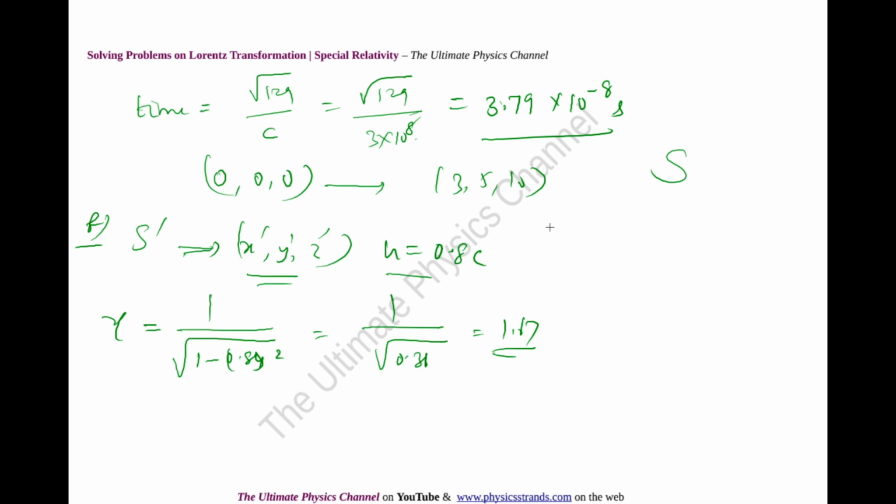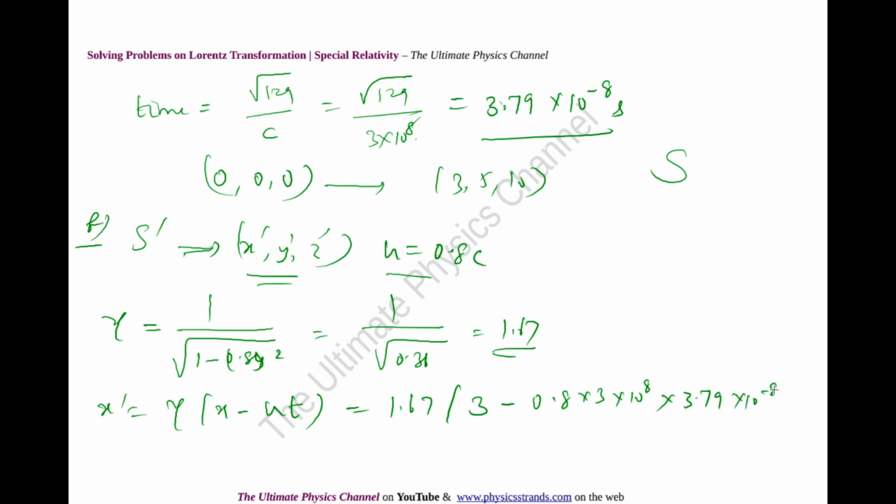Now x prime is equal to gamma times x minus u t, which is equal to 1.67 times our x is 3 meters, so 3 minus u is 0.8, so 0.8 into 3 into 10 power 8 times our time we have calculated, t as 3.79 into 10 power minus 8. So if you do the calculation, we get the x prime coordinate in this particular case to be equal to a nice round minus 10 meters. Please check this one out.